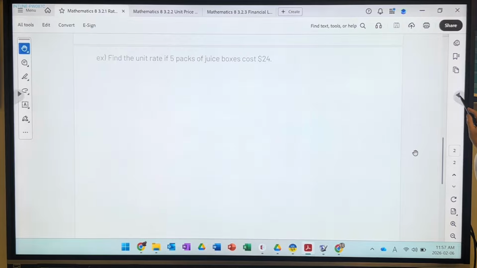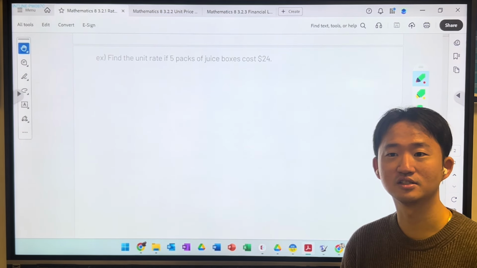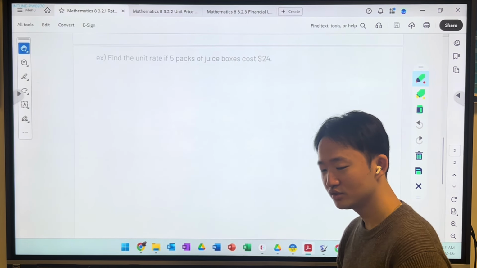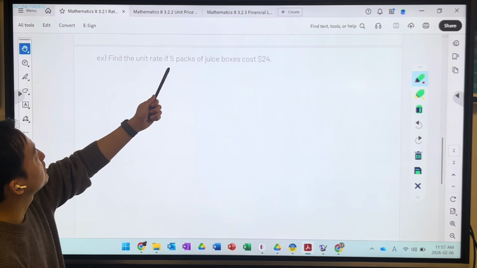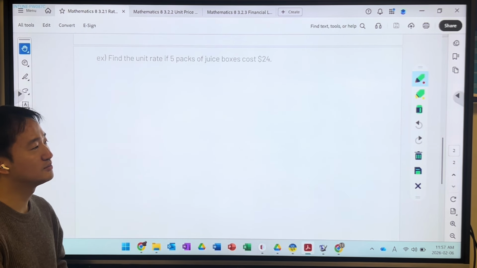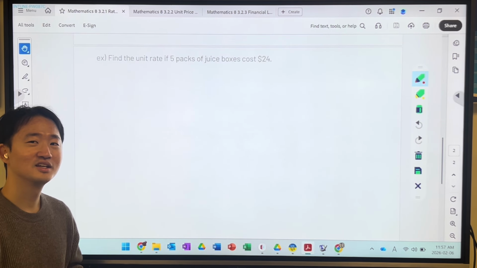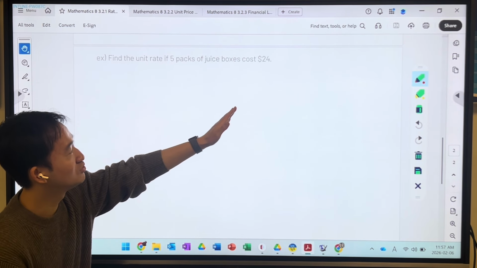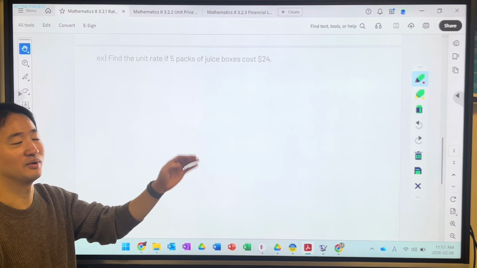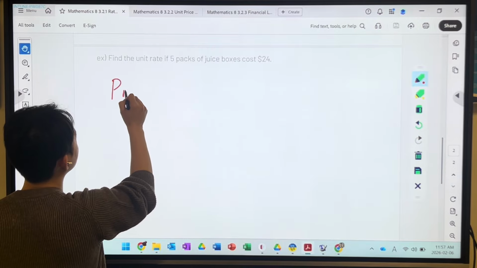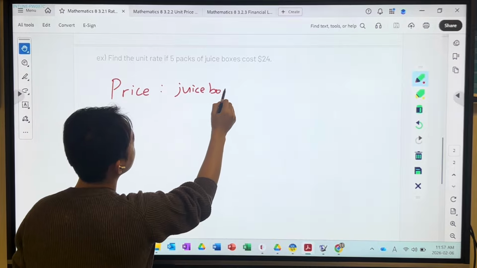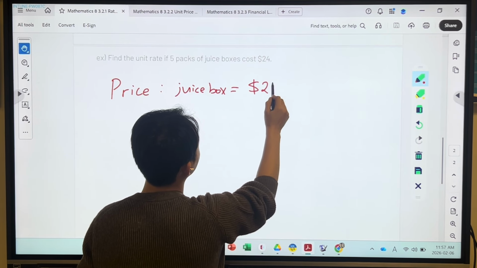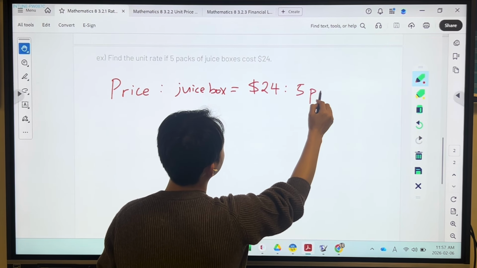Let's try the second question. Find the unit rate if 5 packs of juice boxes cost $24. Well, let's do the same thing here. First, I'm going to find the rate. So it says 5 packs of juice box cost $24. At this point, instead of going with packs to dollars, to price, I'm going to go the other way. I'm going to go with the price first. So I think we can say the price to juice box is equal to $24 to 5 packs.